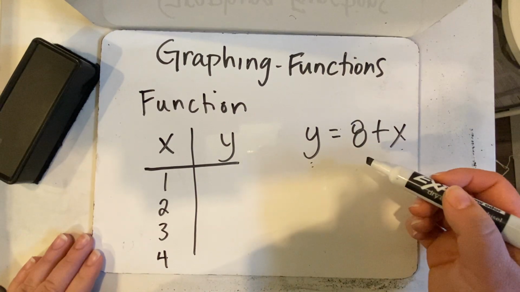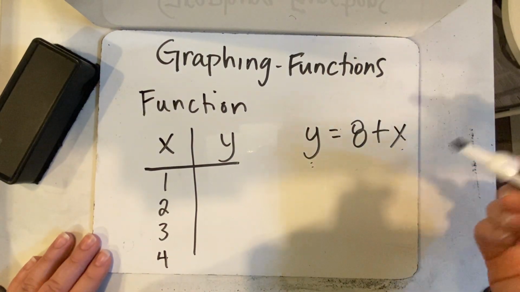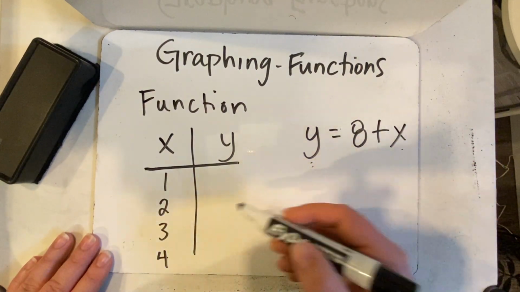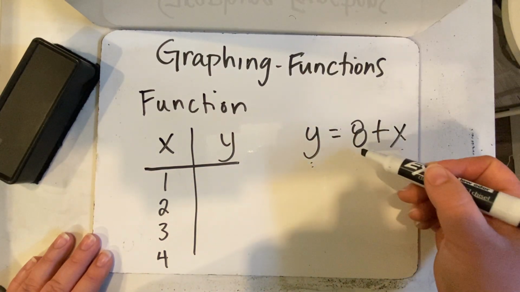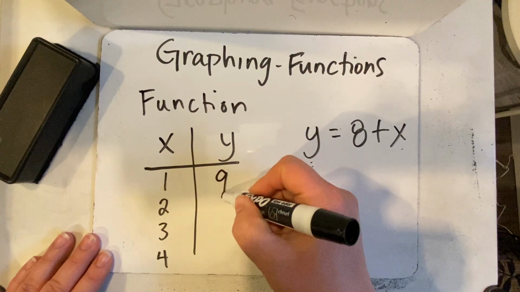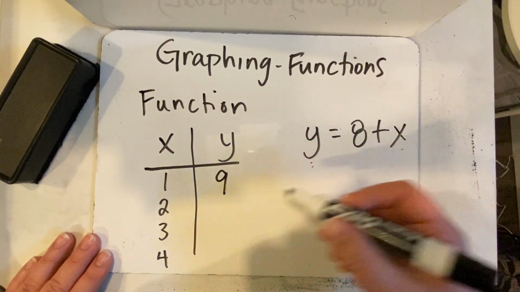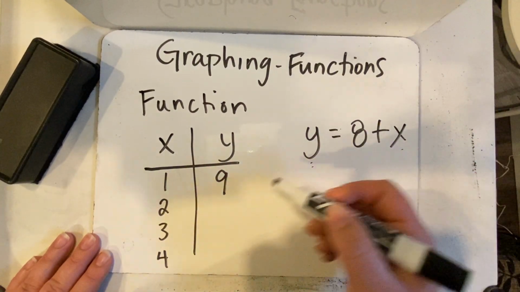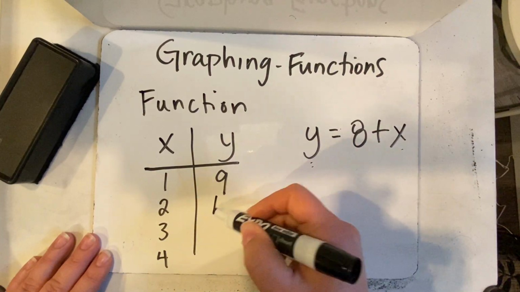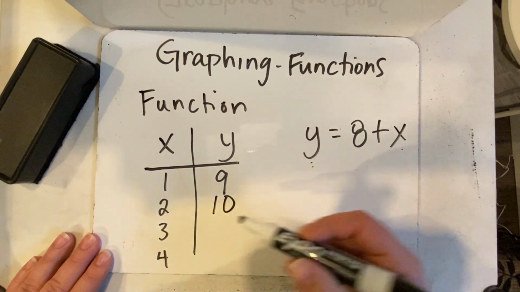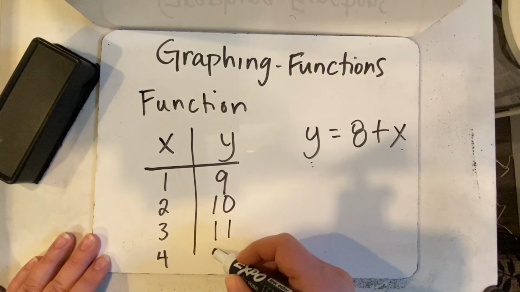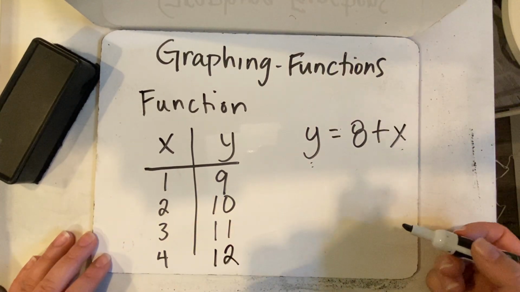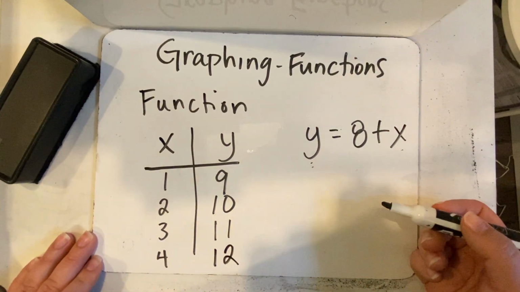You can find out what y is equal to by doing the substitution. In the first case, if x is equal to 1, y would be equal to 8 plus 1, which is 9. If x is 2, it would be 2 plus 8, which equals 10, or 3 plus 8, which equals 11, and 4 plus 8, which equals 12. So that's how you fill out a function table.